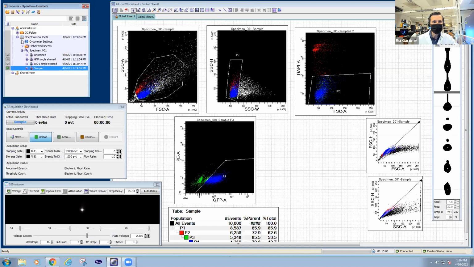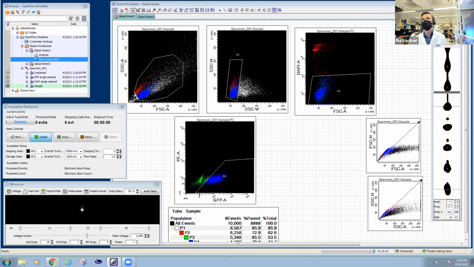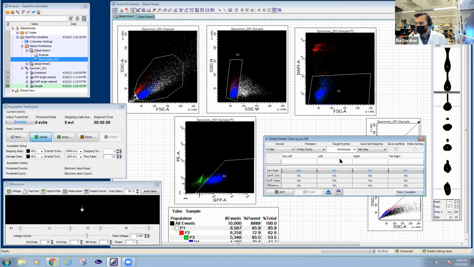So here, let me see. We're going to set up, for global sheet 1, the sort layout. So I'll bring it down here. And again, if you have any questions, just let us know. On the right, I'm going to set the population that we're going to sort, which is P4. And now here, we can choose a 2-way or a 4-way. In this case, I'm going to leave it as a 4-way because we are going to do a 4-way sort.